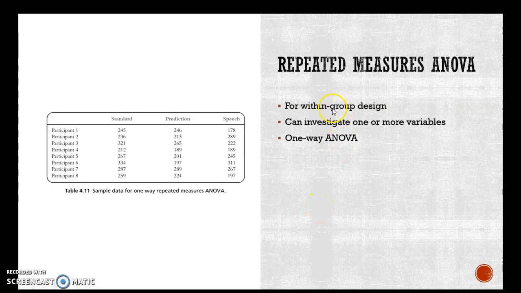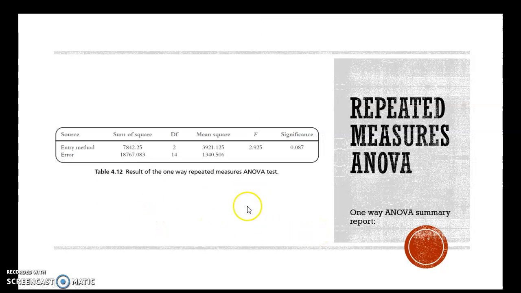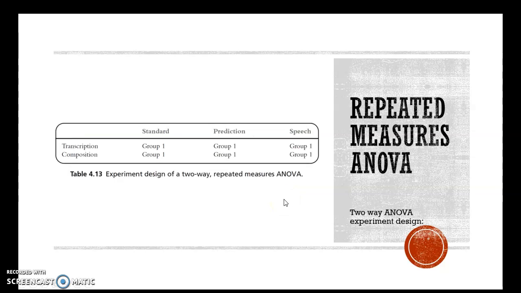Repeated measures is for within group. So in this one, a group of people will do all three different inputs for one task. And that gave us a result: there is no significant difference for the same group doing all three different inputs, because this is greater than 0.05. And this is an additional task using the same group of people.